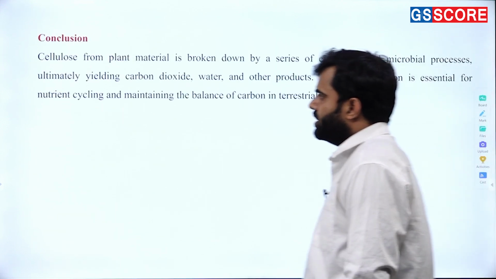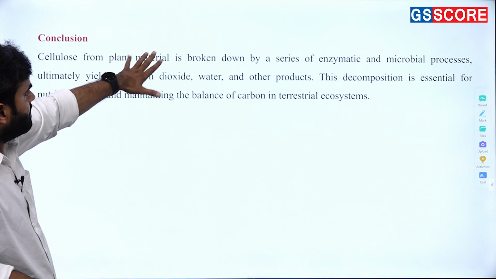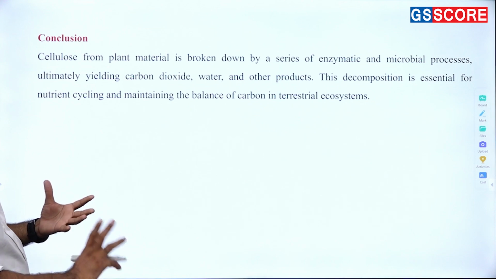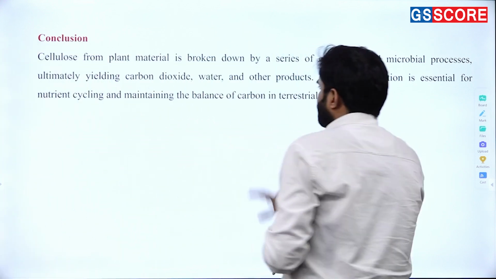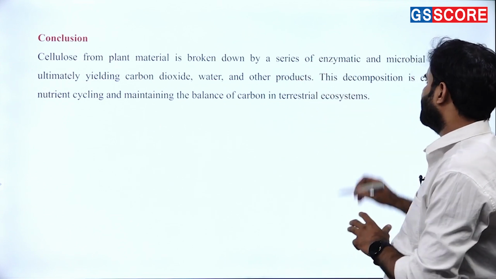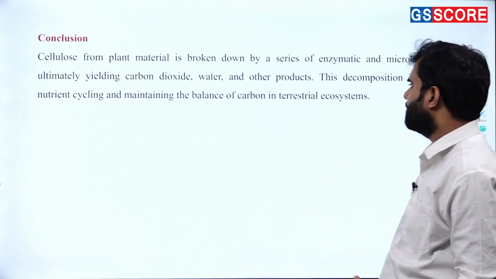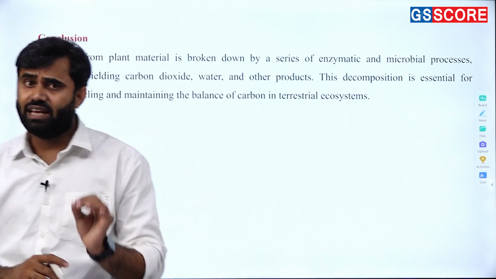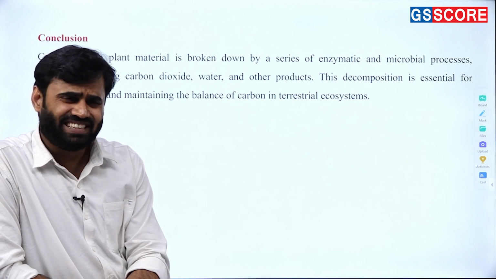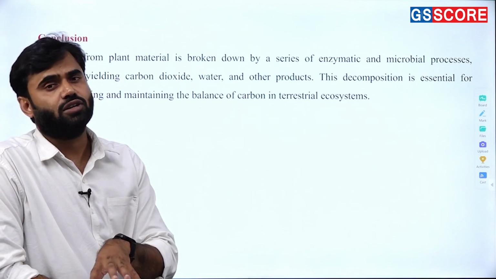Now let's move toward the conclusion. Look carefully. Cellulose plant material is broken down by a series of enzymatic and microbial processes, ultimately yielding carbon dioxide. That's all, and these are all things we have discussed earlier. Now we have to mention the last line, that this decomposition is essential for nutrient cycling and maintaining the balance of carbon in terrestrial ecosystems. Basically, in the conclusion you will provide some important things: suggestions, solutions, importance. These all are important things you have to mention in the conclusion also.